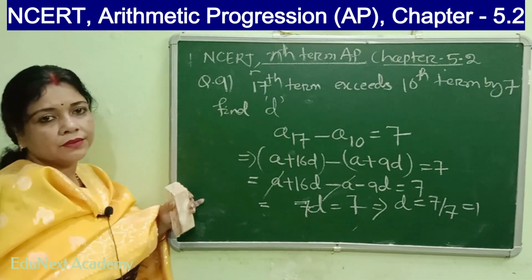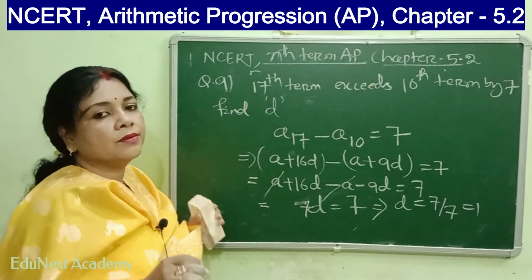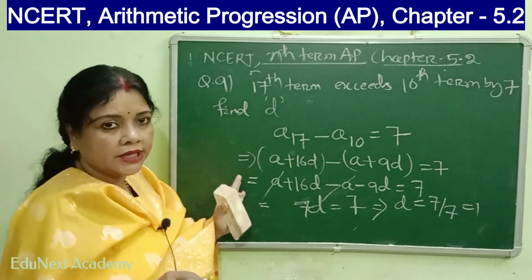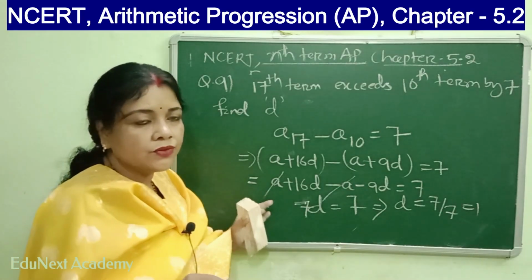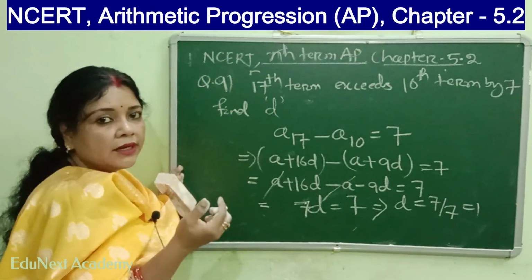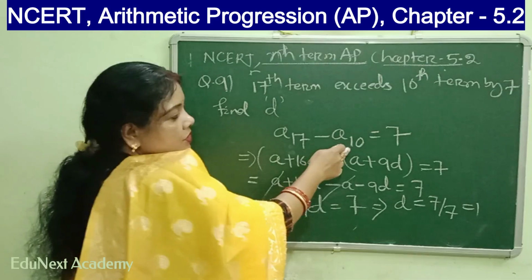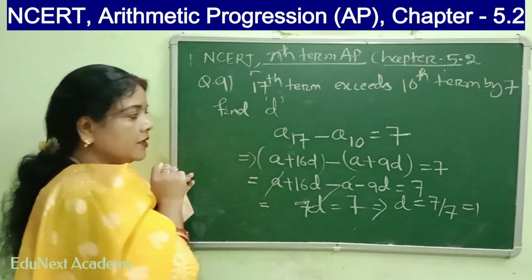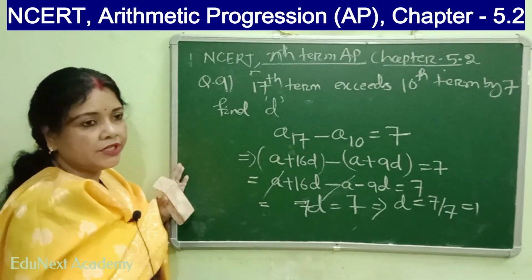Now see how easily I solved this problem. You need to understand this problem. You need to understand the depth of the problem, what it wants to say. Then only you can apply an easy method or a tricky way to solve this. So 17th term exceeds means it is more than the 10th term. That's why I have written the highest term minus lowest term is equal to the difference, which is 7. I just put this in a formula, then I solve and find out the value of d.